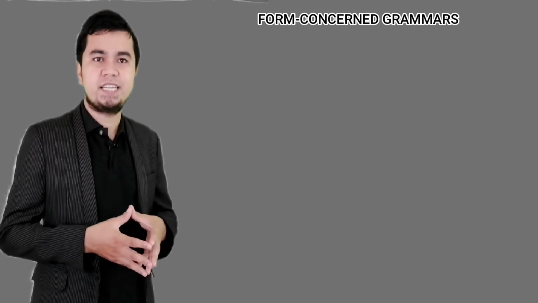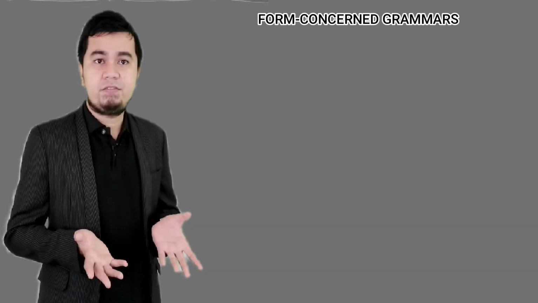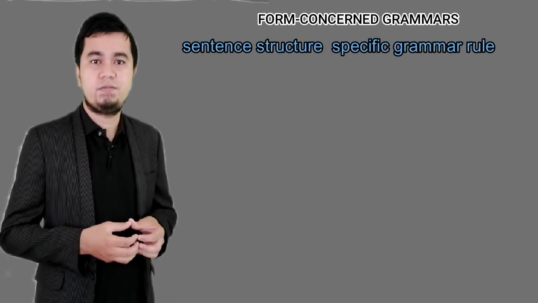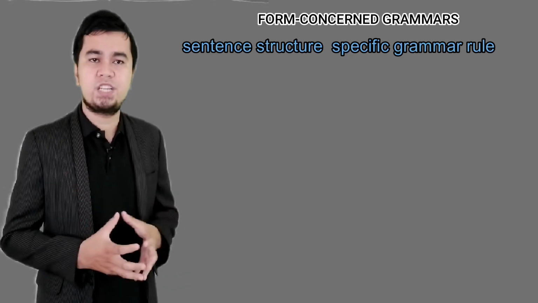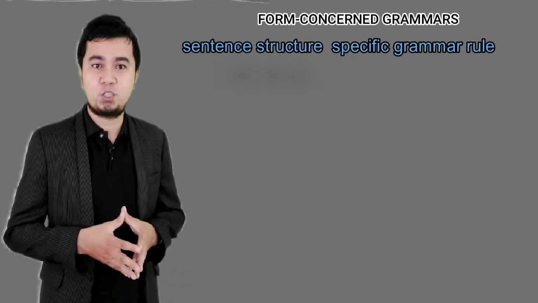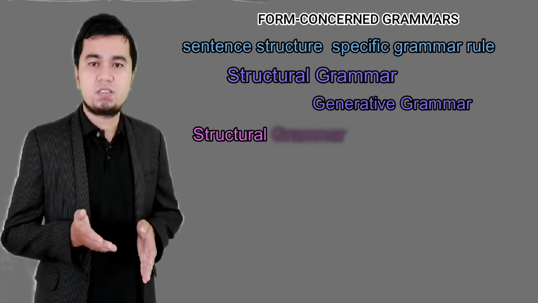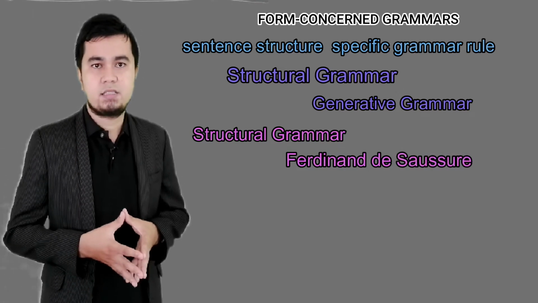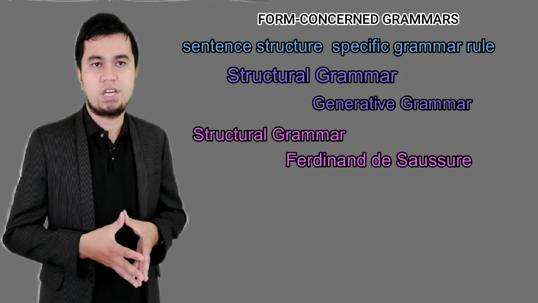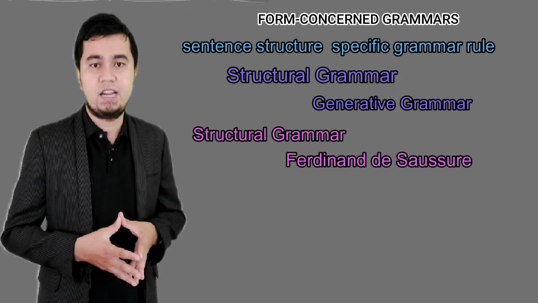Now, to continue our discussion, we have here the form-concerned grammars. So, we also have two types on this. It refers to the sentence structure composed by the specific grammar rule. That's the form-concerned grammars. In the form-concerned grammars, we also have two: the structural grammar and the generative grammar. When we say structural grammar, this grows from the work of Ferdinand de Saussure, one of whose leading works is on the structural grammar, and it studies the surface structure of the components of the language.